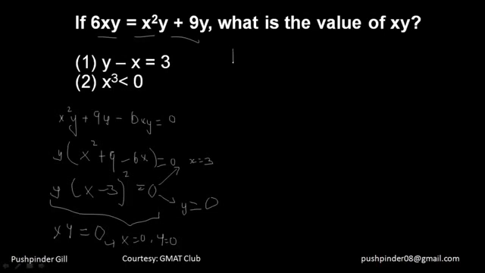So now I move to my statements. What does the first statement tell me? The first statement tells me that y minus x is equal to 3.